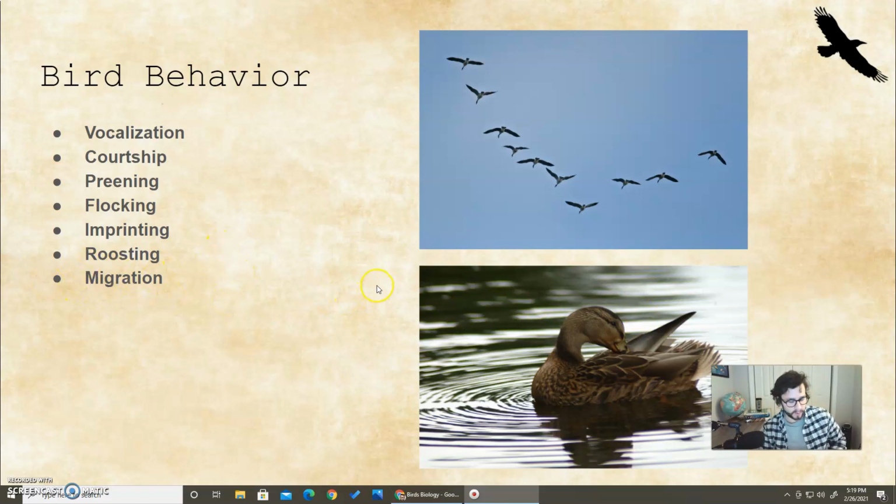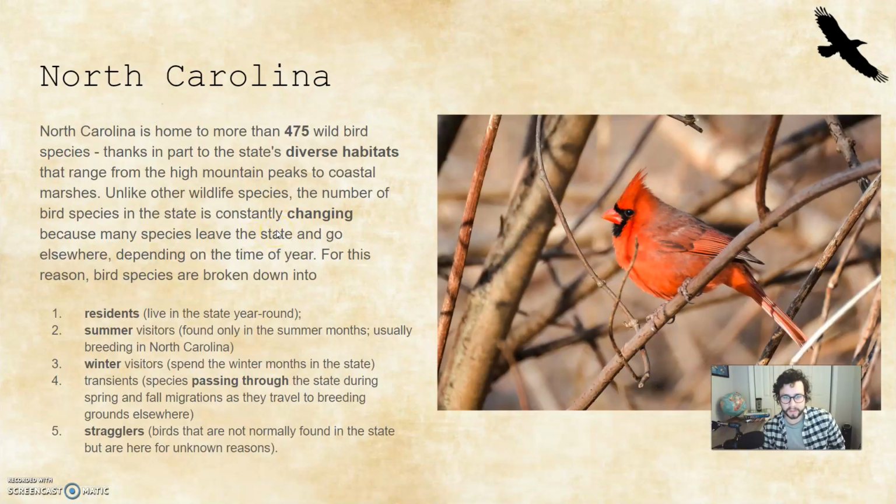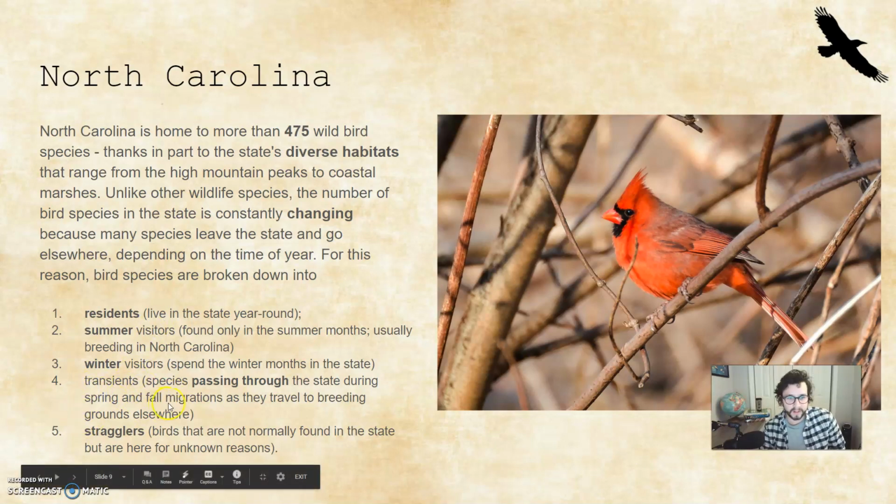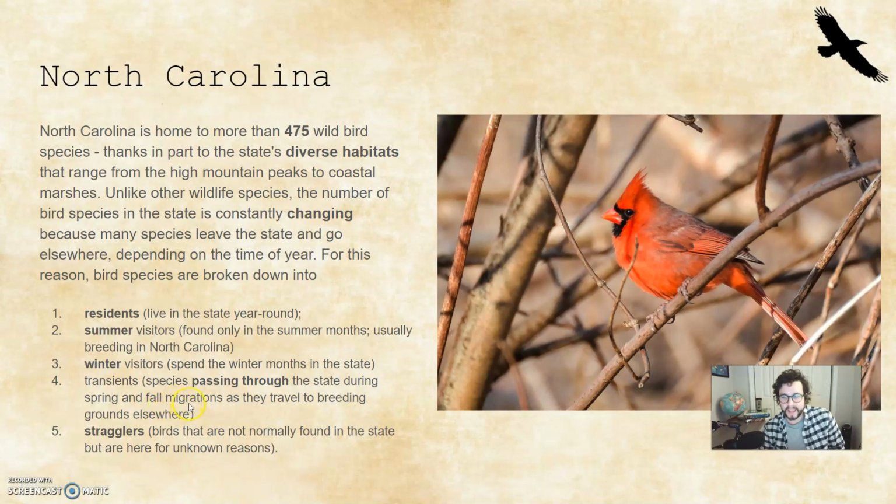And migration's a really important trait too. Most birds are going to move around from place to place, but some of them are going to move huge distances across the world for resources, breeding grounds, all kinds of things. In North Carolina, we often change the number of species that are around based on what season it is. So there are many birds that live here year-round, but then there are some birds who are just here in the summer, some in the winter, and there are some called transients or stragglers who are maybe here occasionally, but normally not.